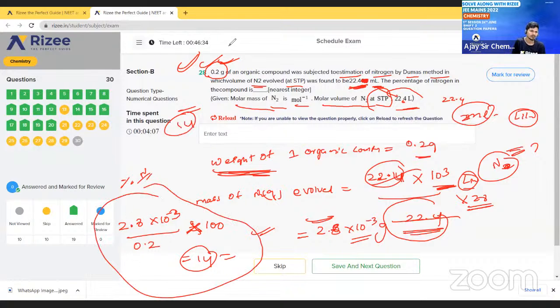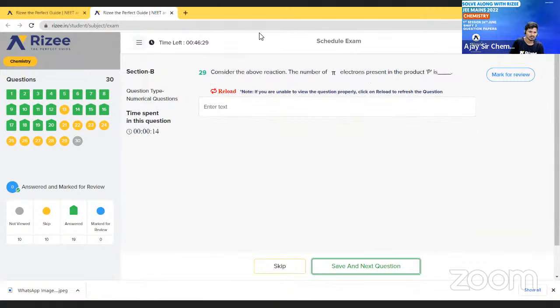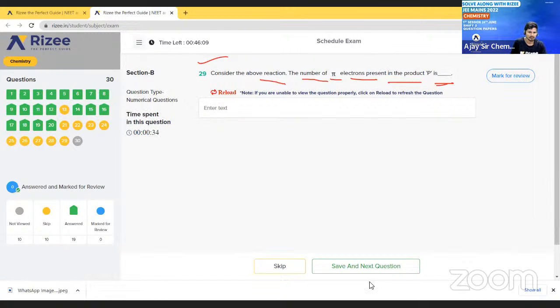Okay? Let us go to the next question. Next, see the 29th question. It is very simple. Consider the above reaction, the number of pi electrons present in the product P. What is the reaction? I will scroll down. I'm writing the reaction over here.